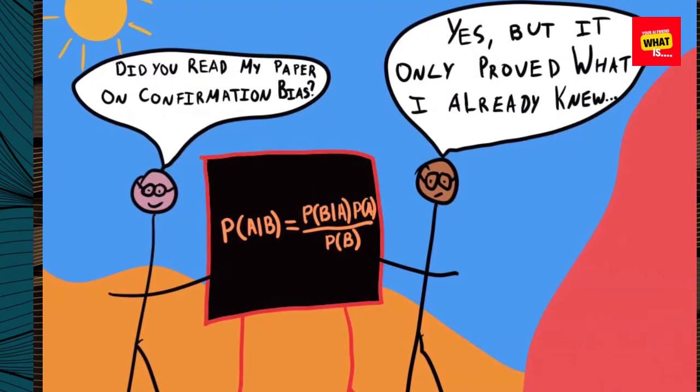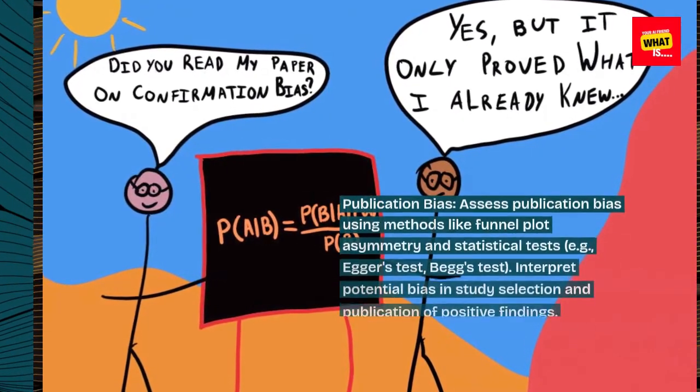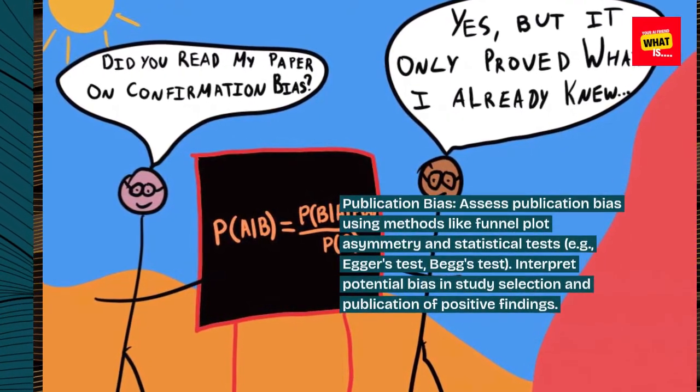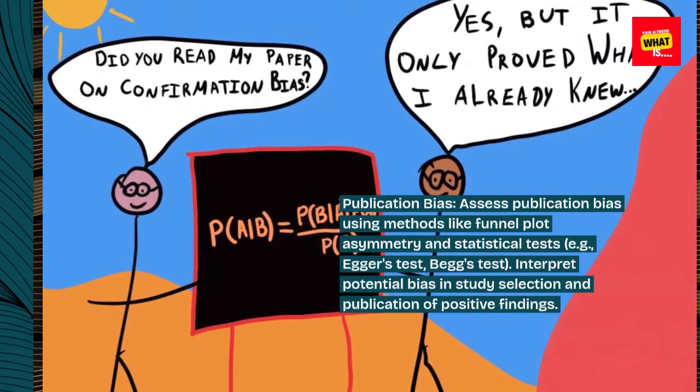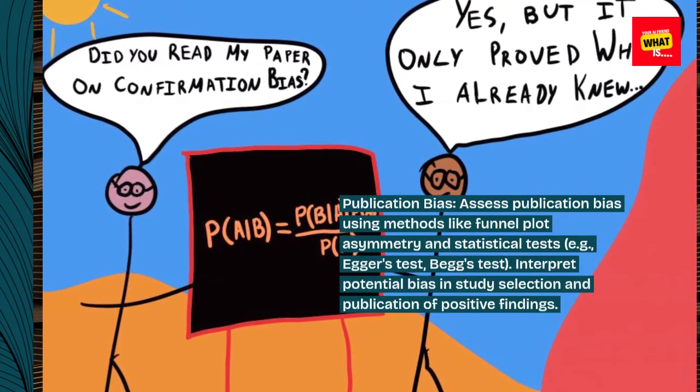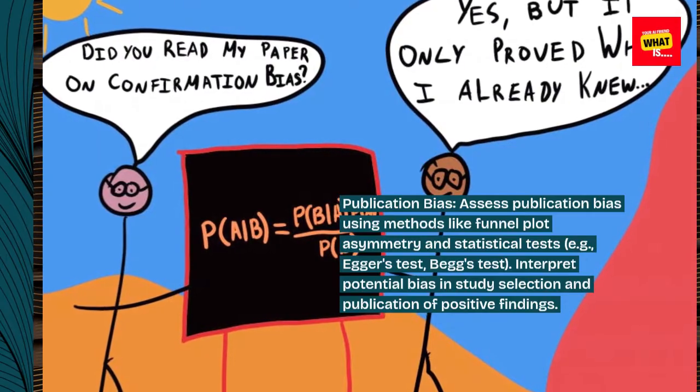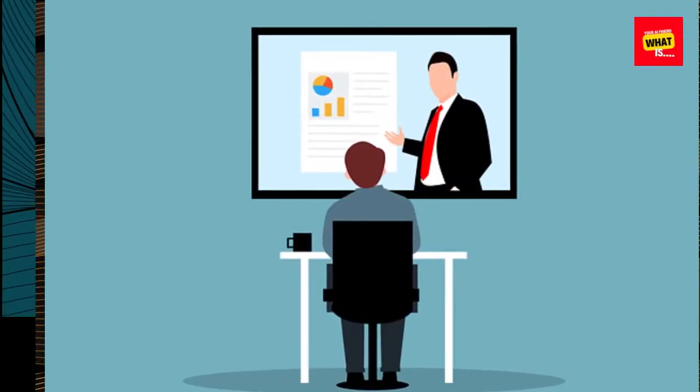Publication bias: assess publication bias using methods like funnel plot asymmetry and statistical tests, e.g., Egger's test, Begg's test. Interpret potential bias in study selection and publication of positive findings.